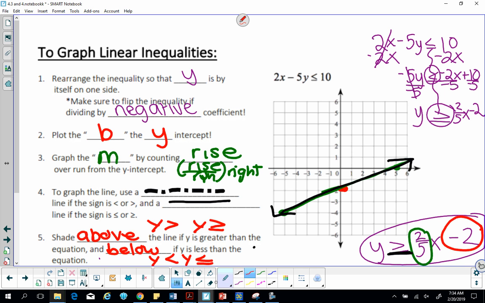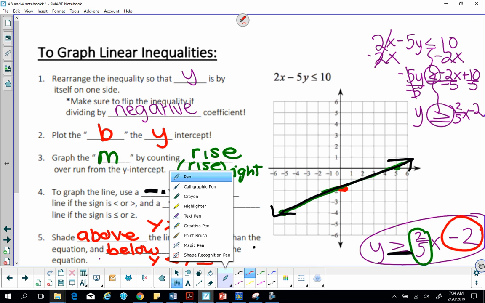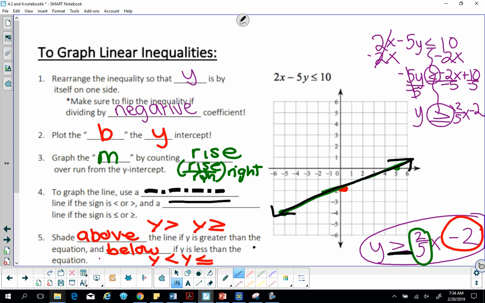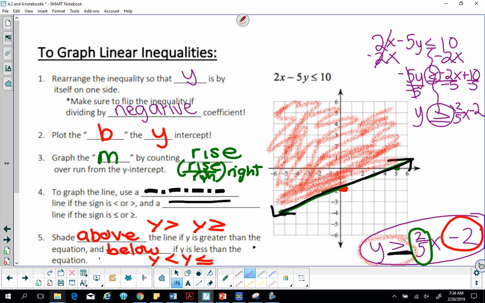And so when I look right here, is y being eaten or is y not being eaten? It's being eaten, right? Because y is being eaten, it's got to be greater than, so I'm going to shade above the line. All of that shading are your solutions.